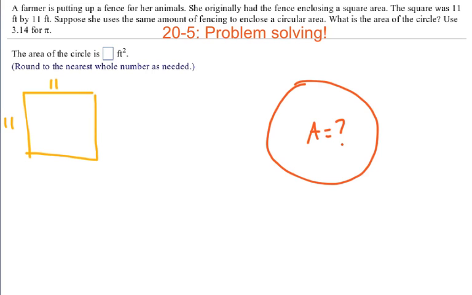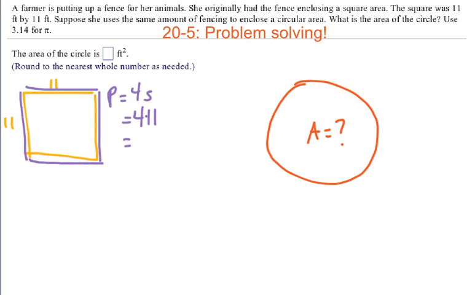So we have to find out how much fencing we needed for the square, and fencing would go around the perimeter. So the perimeter of the square is 4 times each side. The sides are 11 feet each, so it's 4 times 11. So we know that she used 44 feet of fencing. Now over here, if we use the same amount of fencing to enclose a circle, we're talking about circumference. So the circumference was 44.